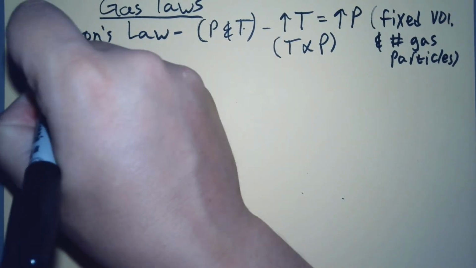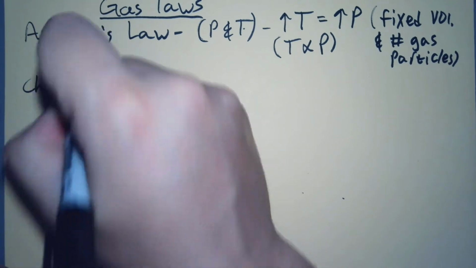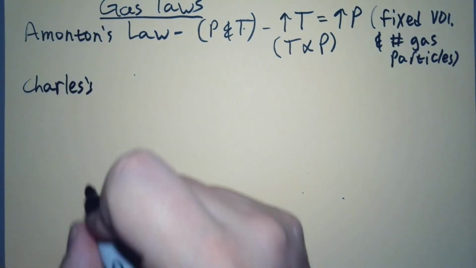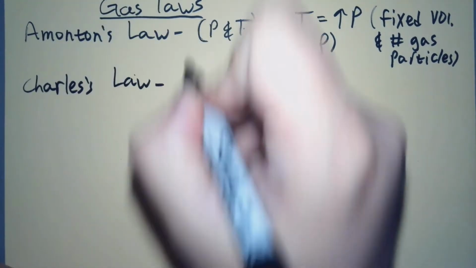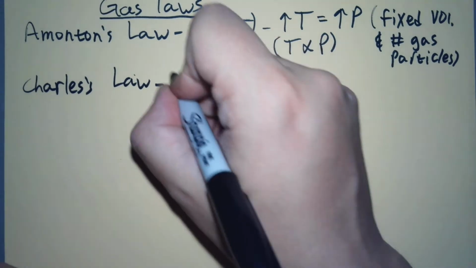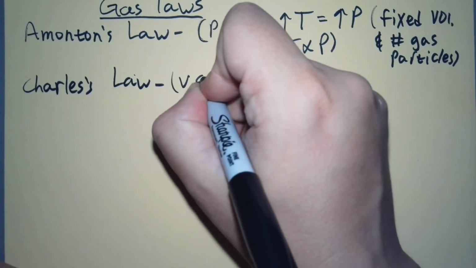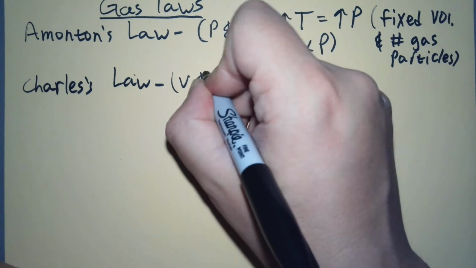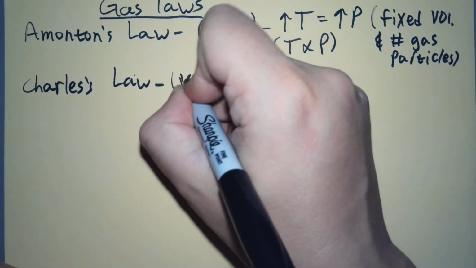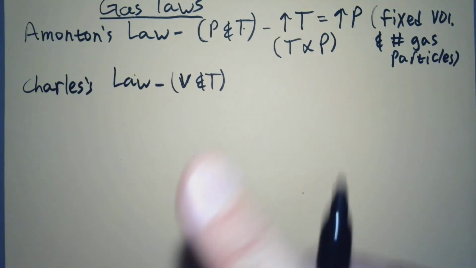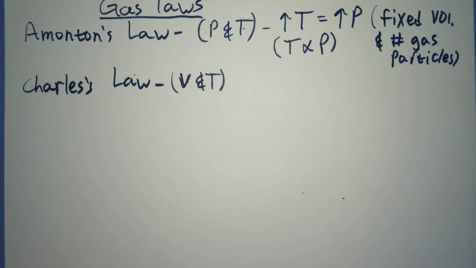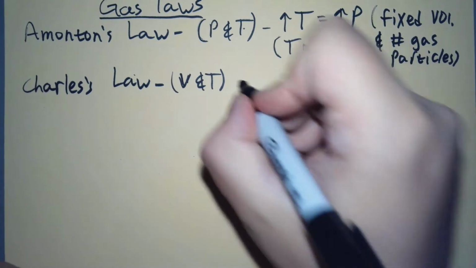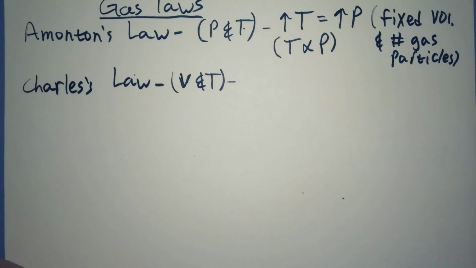Alright, so after Amontons, we have Charles's law. That's how you remember how to spell it. Wasn't kidding. Charles's law. And so he looks at the relationship between volume and temperature. He's like, that Amontons, he did good work with pressure, but I feel like volume is just not understood well enough. So he stepped into the fray, and he got Charles's law.